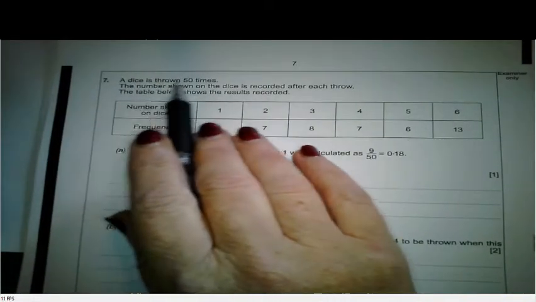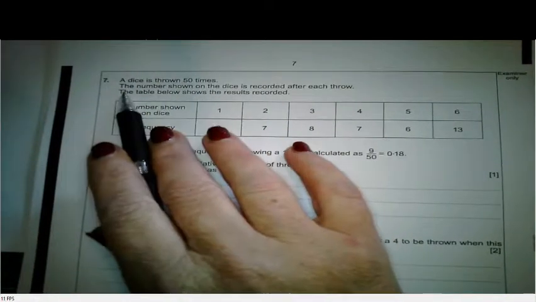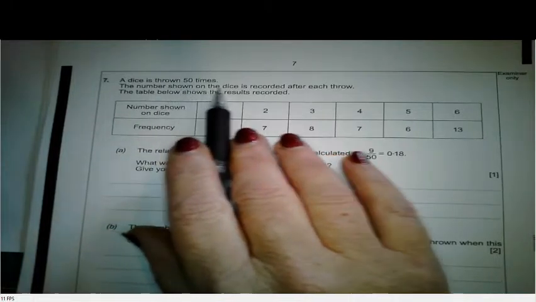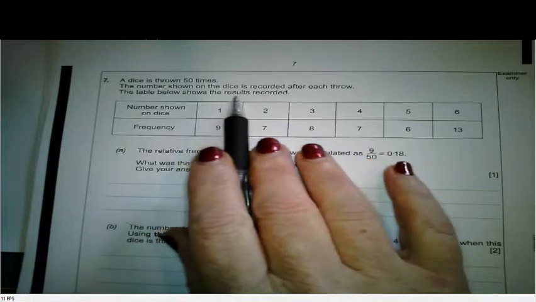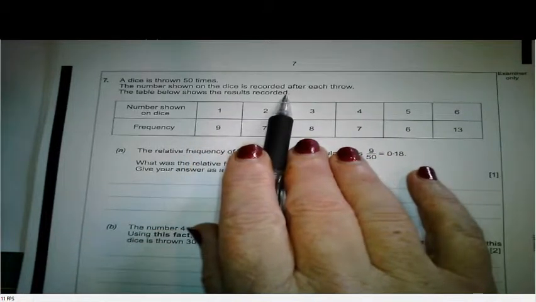Here we have question 7. Question 7 is all about probability, just from a quick scan of it, but we've got to read this carefully. So it tells us that a dice is thrown 50 times. It tells us that the number shown on the dice is recorded after each throw. The table shows us the results recorded.